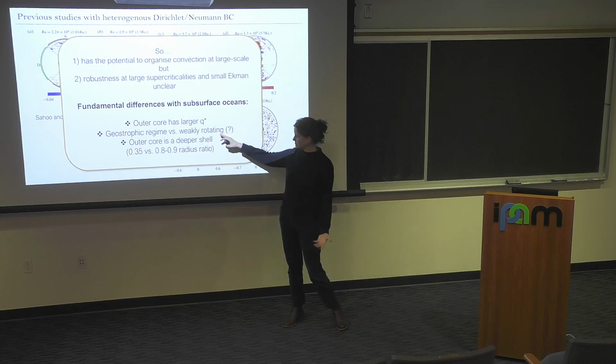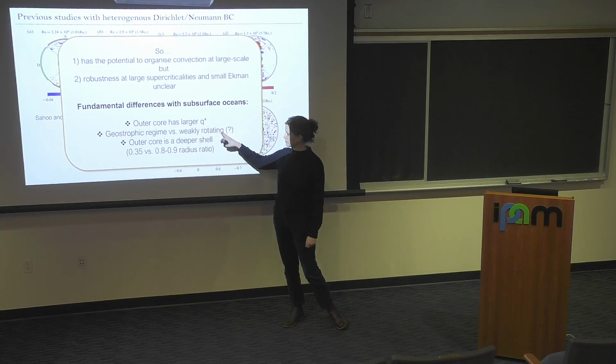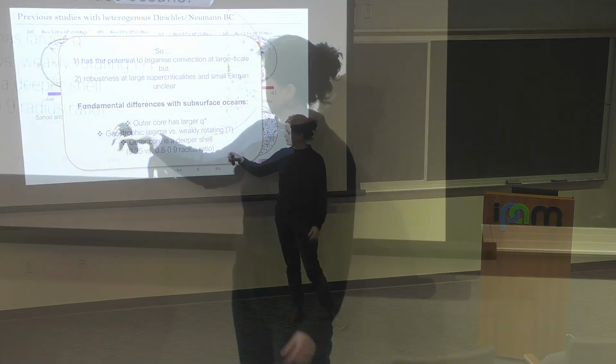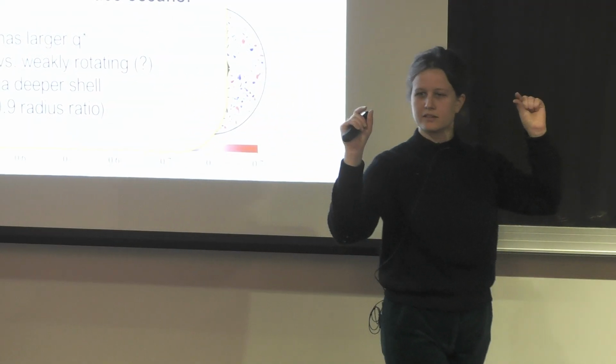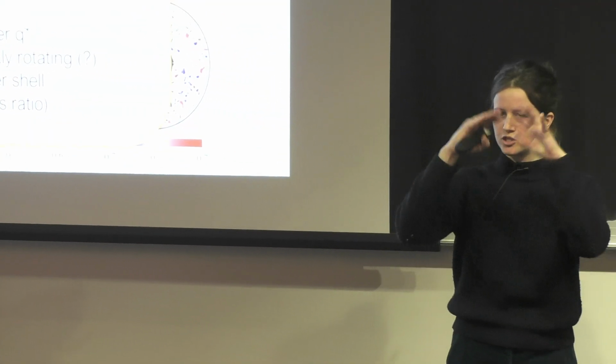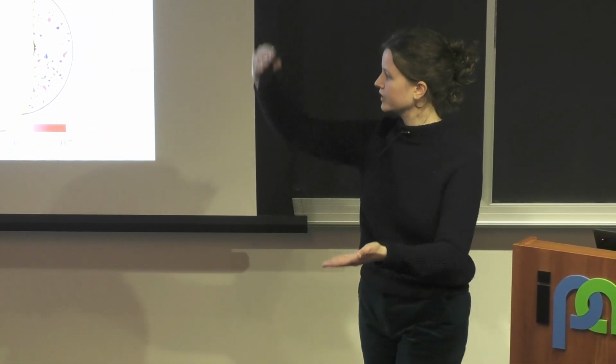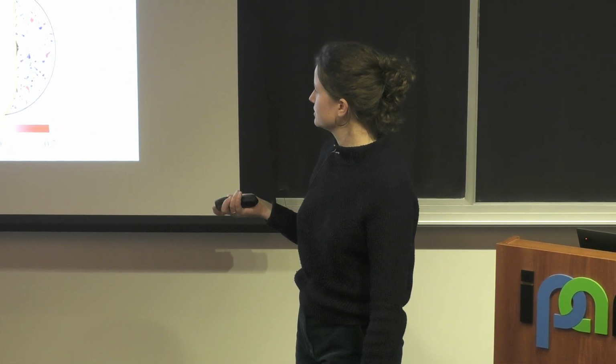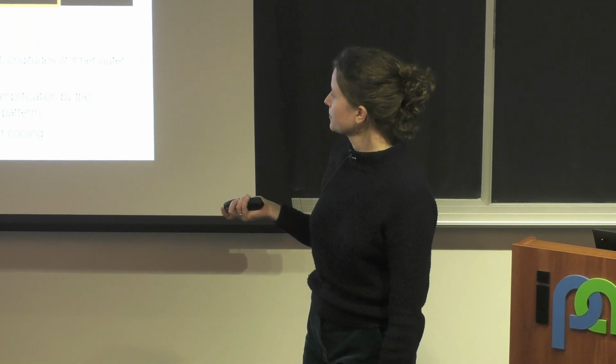So first of all, the amount of rotational constraint on the flow could be different, and given that it's a much thinner shell, you could think that the heterogeneity on the boundary could have a larger effect on the convection compared to a thick, deep shell, which is the case of the outer core.